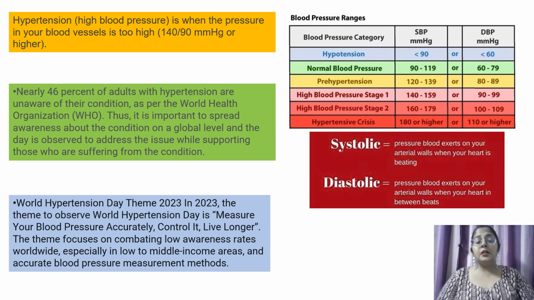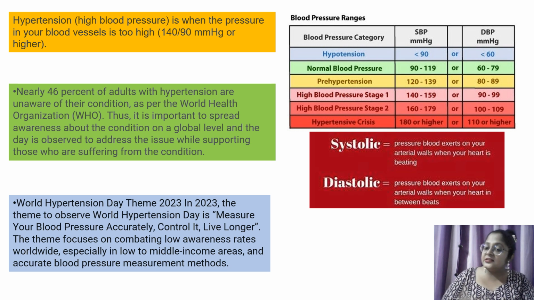So first we will learn about what is hypertension. When the pressure exerted by the blood while flowing through the blood vessels is very high, that is more than 140 by 90 mmHg and even more than that, then we call that condition high blood pressure or hypertension. How can we measure that? We can measure that by the systolic blood pressure and also the diastolic blood pressure.